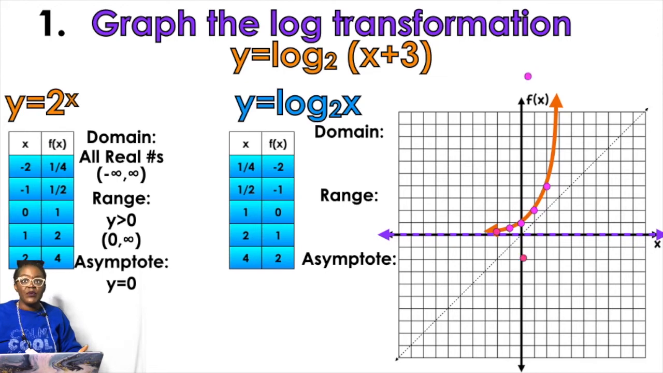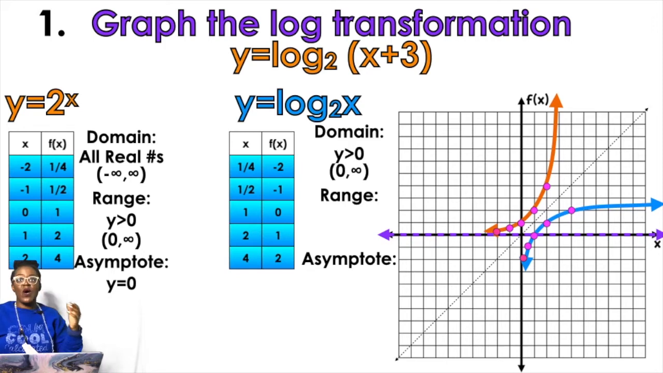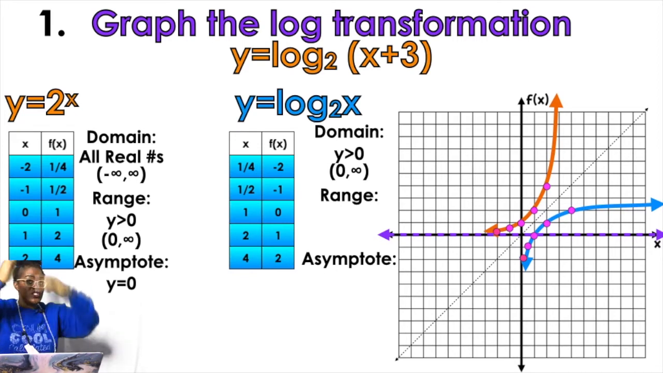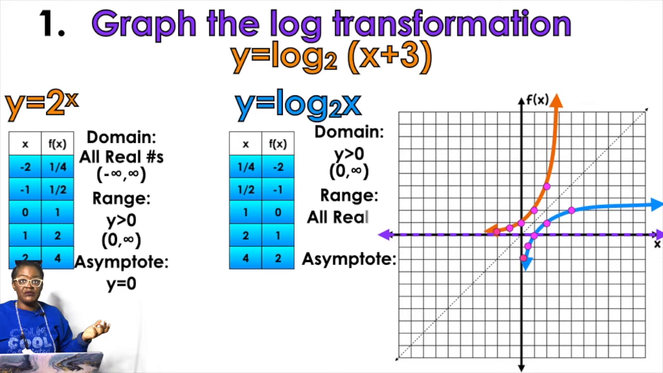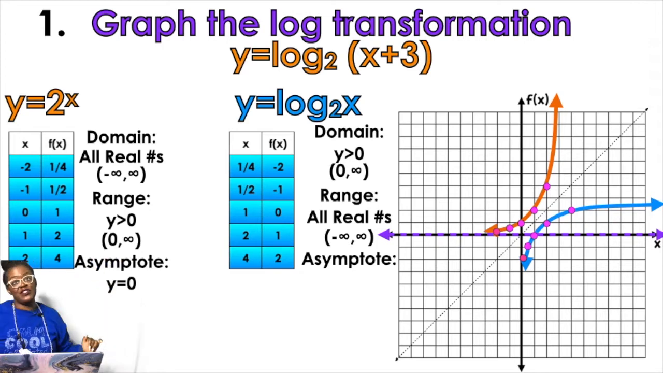So we inverted the points. We're plotting those inverted points. They're still going to make a reflection across the line y equals x. That is my logarithm, okay? My domain, because we're covering our bases, right, is x is greater than 0, or 0 to infinity. Notice that that's the same as the range of the exponential, because we switched the domain and the range. That's what inverses do. Range, all real numbers, negative infinity to positive infinity. Notice that's the domain of the exponential. They switched places, okay?